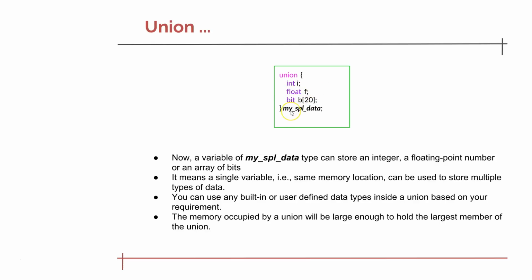And when you define a union of this type and declare a variable of this union type, that particular variable will be allocated memory equal to the memory required by a floating point variable. So at a time, only either i or f or bf can hold any value within that particular union type variable.